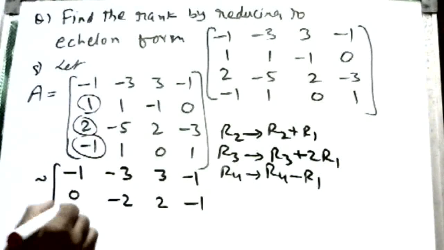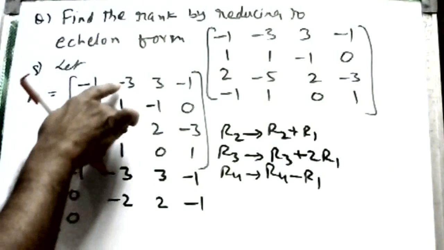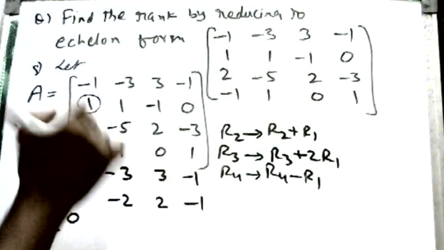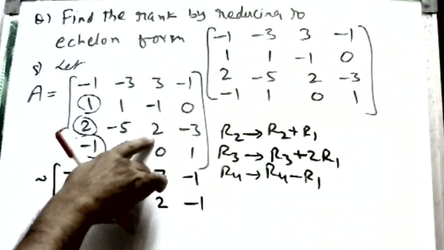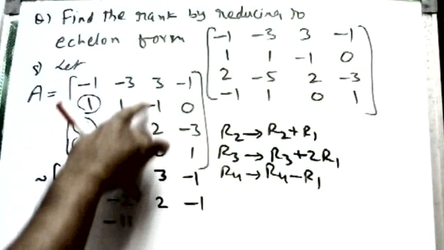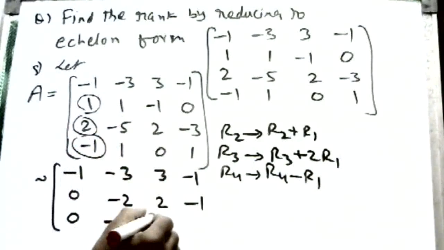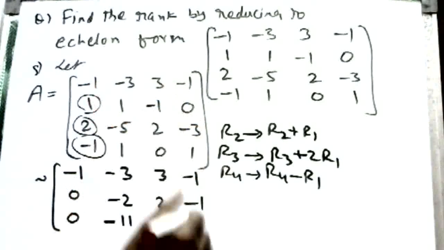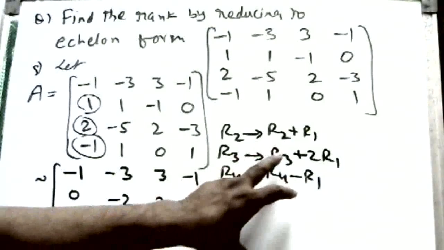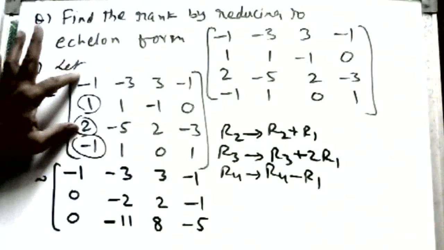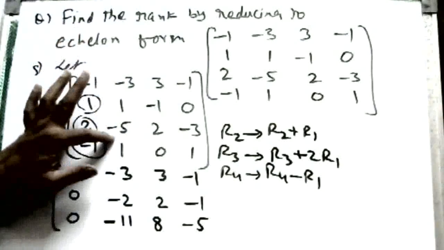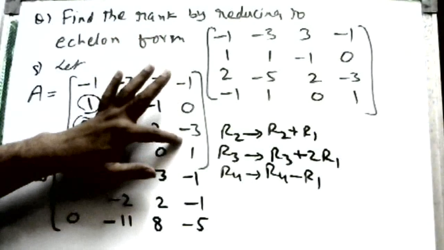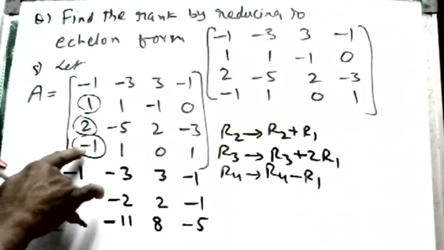Now R3 implies R3 plus 2R1. 2 plus into minus 2 ones are 2, 2 minus 2, 0. R3 plus 2R1. Minus 5 plus into minus 2 3s are 6, minus 5 minus 6, minus 11. 2 3s are 6, 6 plus 2, 8. 2 ones are 2, minus 2 minus 3, minus 5. Once more, see here, R3 plus 2R1. Minus 2 minus 2, 0. Minus 6 minus 5, minus 11. 6 plus 2, 8. Minus 2 minus 3, minus 5.